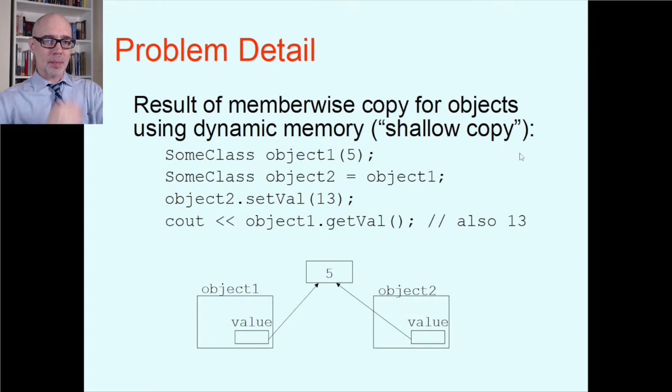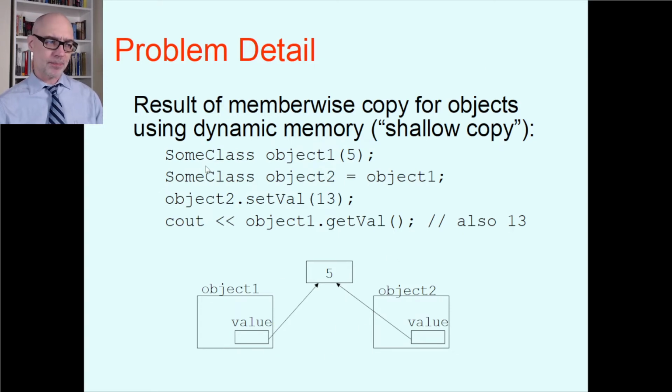So the problem here is that if you do a memberwise copy for objects that are controlling dynamic memory, you're copying the pointer, but now you've got two pointers aimed at the same data location, and you have two objects that are in conflict over what's really one single piece of data. And so some people call this a shallow copy. Let's see how this works in this little illustrated example here.